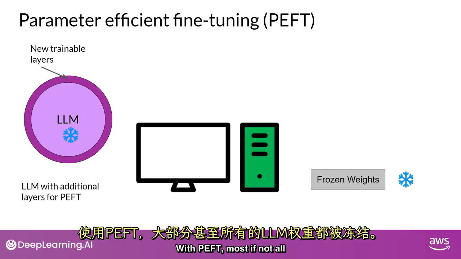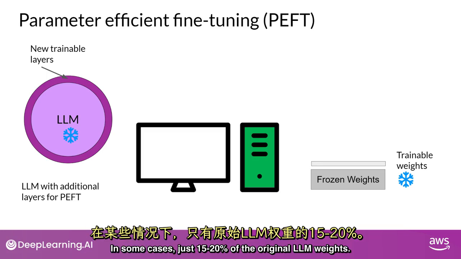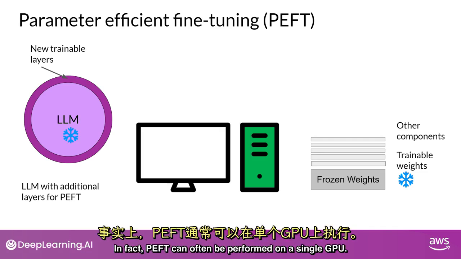Other techniques don't touch the original model weights at all, and instead add a small number of new parameters or layers and fine-tune only the new components. With PEFT, most, if not all, of the LLM weights are kept frozen. As a result, the number of trained parameters is much smaller than the number of parameters in the original LLM, and in some cases just 15 to 20% of the original LLM weights. This makes the memory requirements for training much more manageable. In fact, PEFT can often be performed on a single GPU.